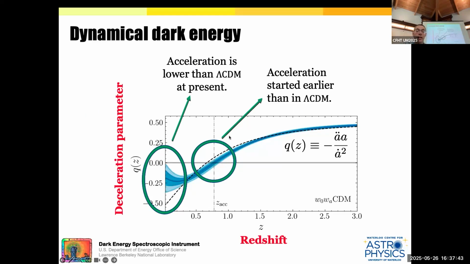Acceleration started earlier than in lambda CDM, and it's lower than lambda CDM in the present, if you believe that this discrepancy we're seeing has a physical explanation, and that physical explanation is dynamical dark energy.